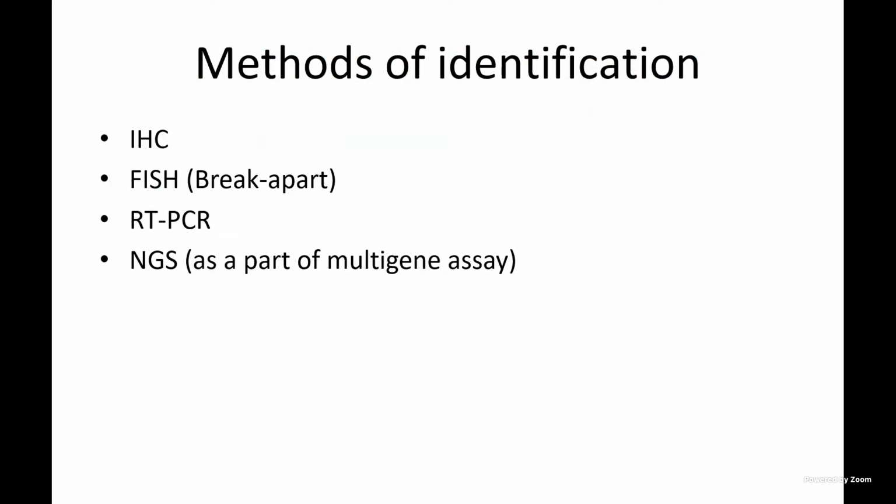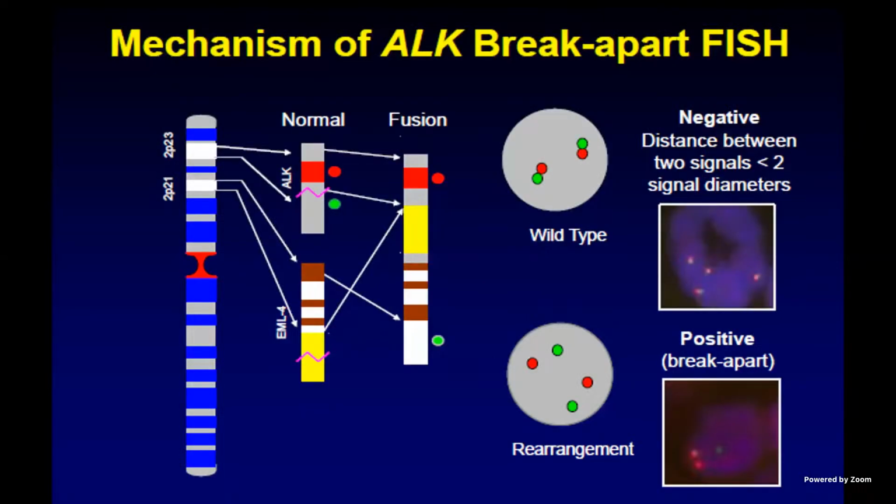Coming to the methods of identification. When you're going for a single gene, it is immunohistochemistry or FISH, but as part of a multi-gene assay, NGS is preferred. This is basically the mechanism of the ALK break apart. What we do is put one probe at the ALK gene and the other probe just adjacent to the ALK gene. So if there is a rearrangement or ALK fusion, what will happen? We will see these signals distant apart, at least 2 times the diameter of the signal. When there is no rearrangement, we will see these 2 signals close to each other, touching each other. So this is a negative test, wild type, and this is a rearrangement.